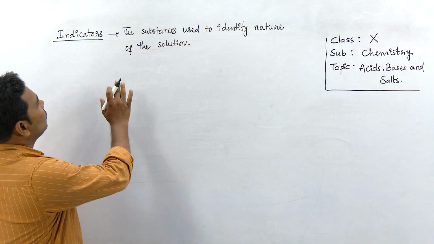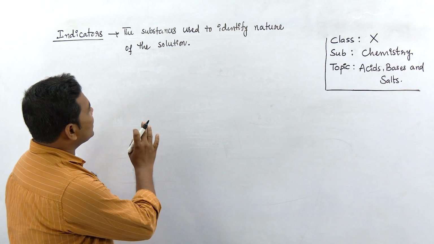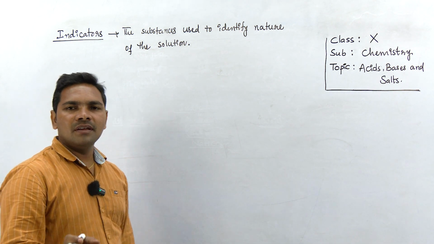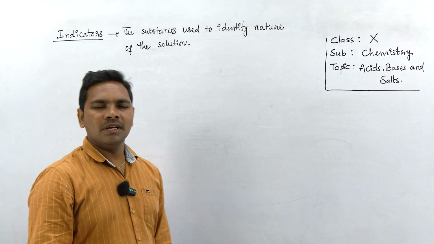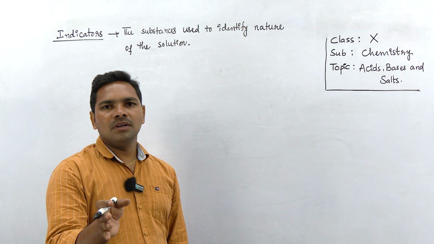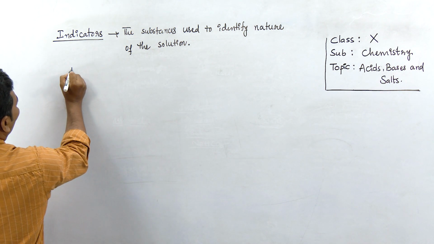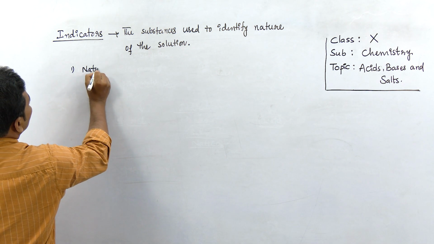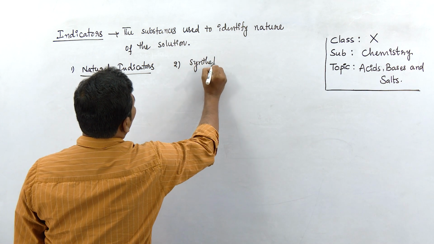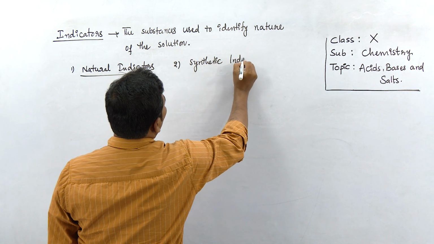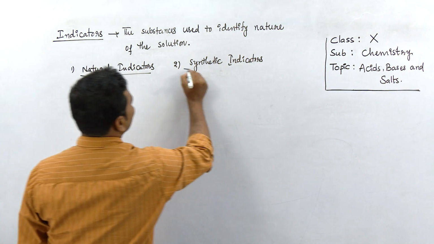Now let us see the indicator. What is an indicator? An indicator is a substance that is used to identify whether the given solution is acid, base, or neutral. Based on the source, there are different types of indicators. The indicators are mainly of two types. One is natural indicators. Second is synthetic indicators. Synthetic indicators are also called artificial indicators. Let us see what these two different types of indicators are.